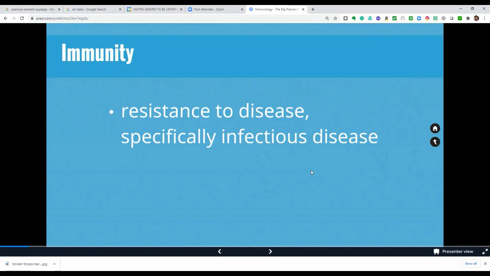Those diseases are what are called infectious diseases, the disorders which are caused by an infectious agent like bacteria, viruses, fungi, or any parasite. So immunity is a kind of resistance which is already present within our body against those kinds of diseases. That is how we can define immunity.